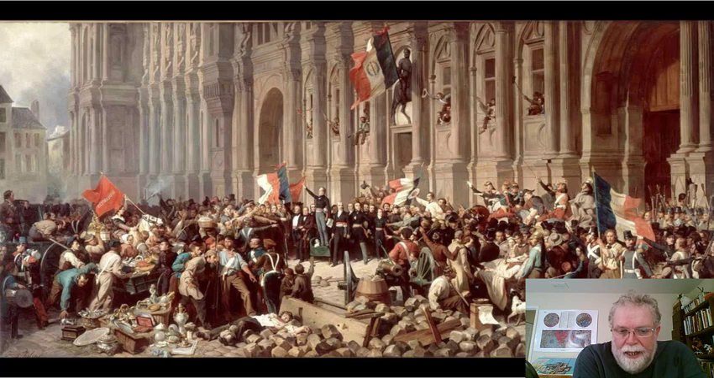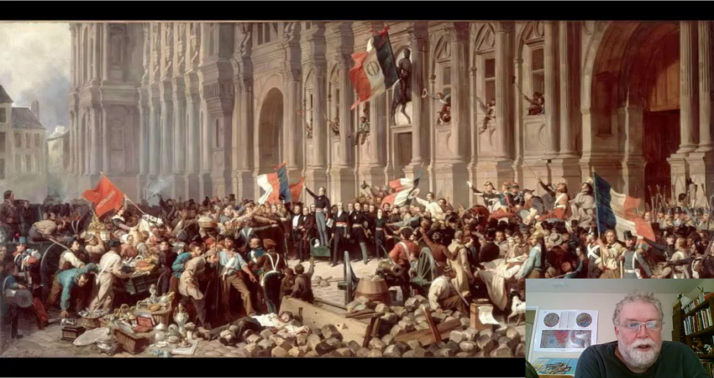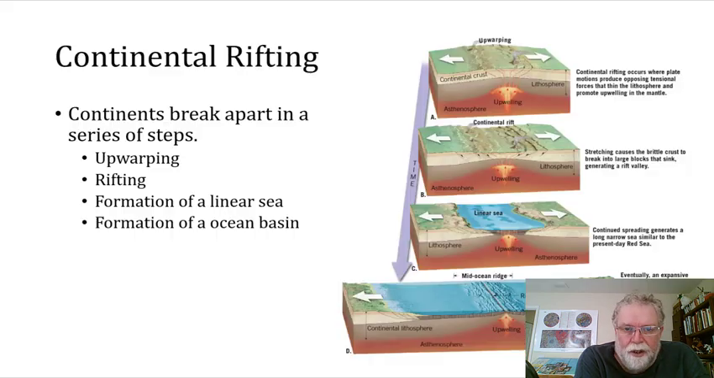Last time we talked about how a volcano in Iceland caused the French Revolution, which it didn't really, but it kind of did too. That's a divergent boundary, right? And we want to move on and talk a little bit about how these things develop.